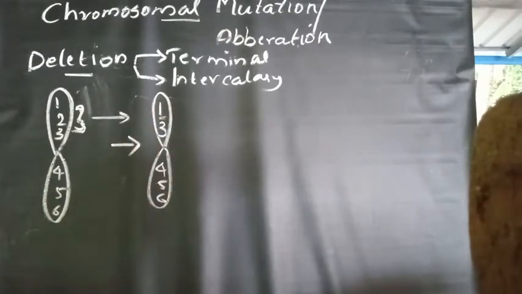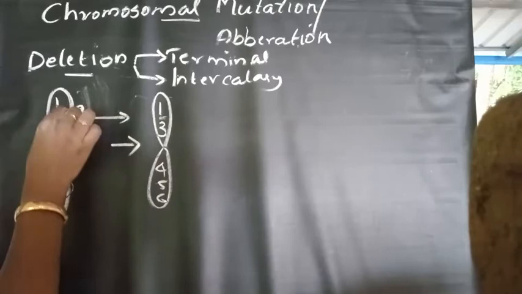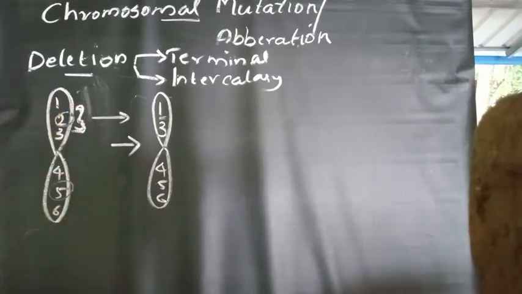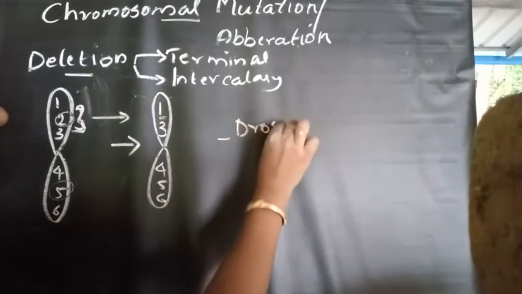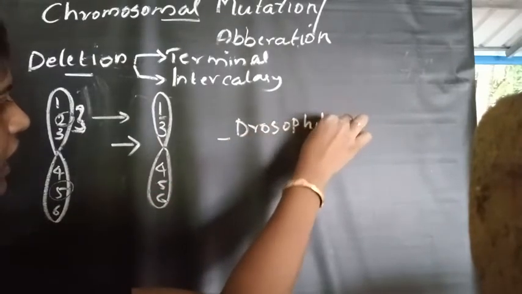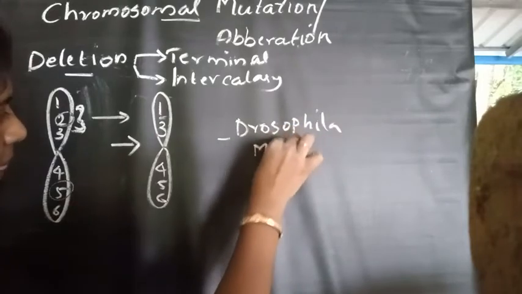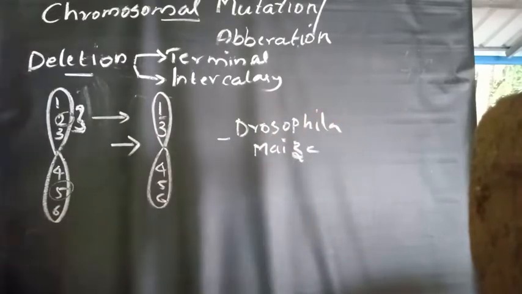It is the loss of a chromosome segment in between the genes, in between the ends. Either it can be a loss from here or from here. That is intercalary deletion. Intercalary deletions can be seen in Drosophila and maize. So these are about deletion.